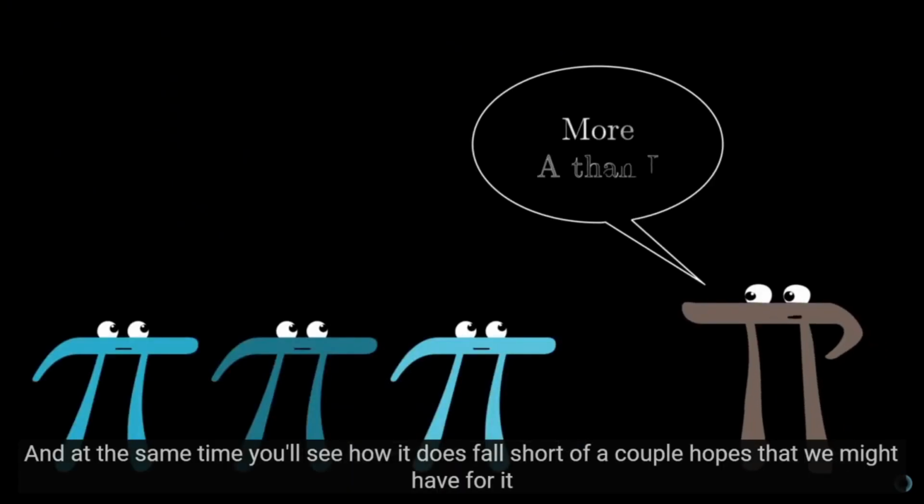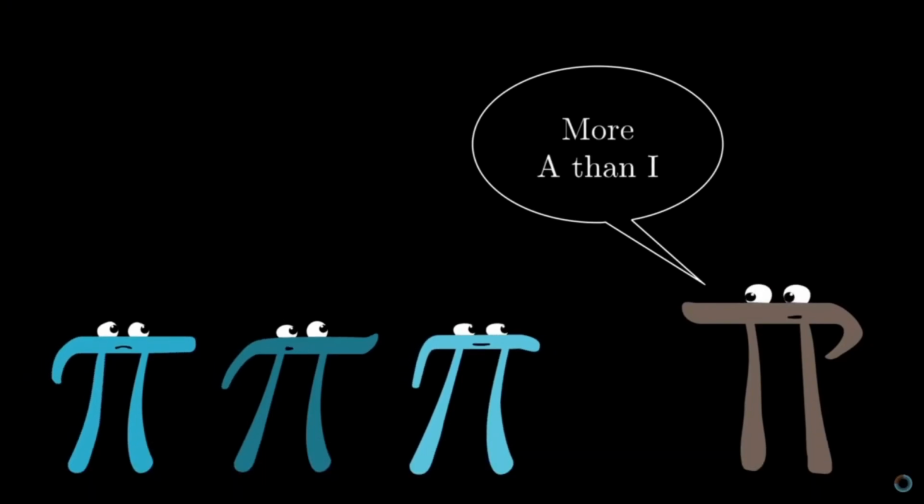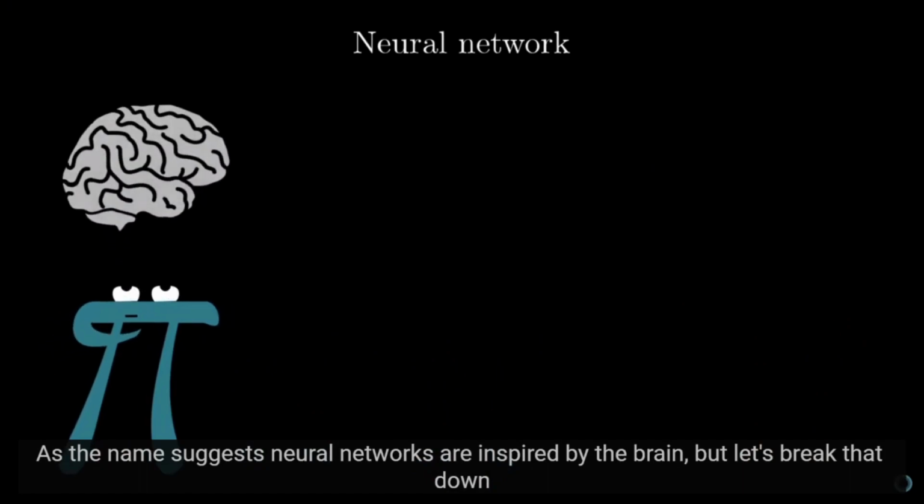And at the same time, you'll see how it does fall short of a couple hopes that we might have for it. As the name suggests, neural networks are inspired by the brain. But let's break that down.